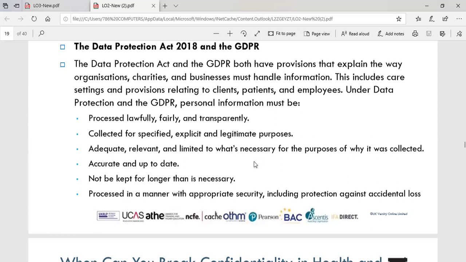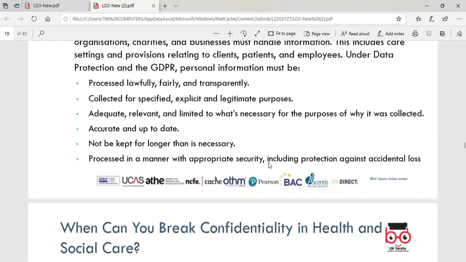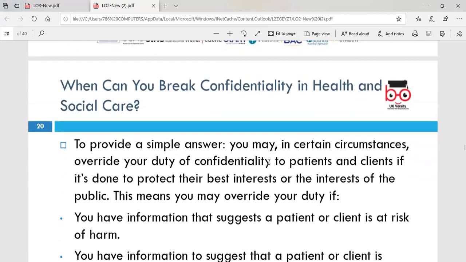It should be accurate and up to date. Whatever's being informed, updates should be there. It should not be kept for longer than how much time it is required for. So it's not keeping it forever and then using it for other purposes. That is not allowed. In some time, it should be made not accessible. It should be processed in a manner with appropriate security that includes protecting against accidental loss.